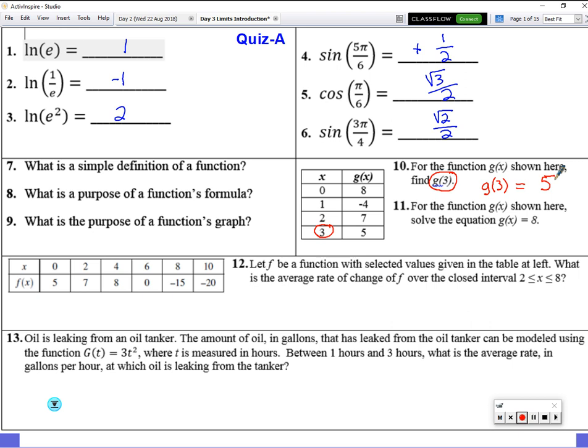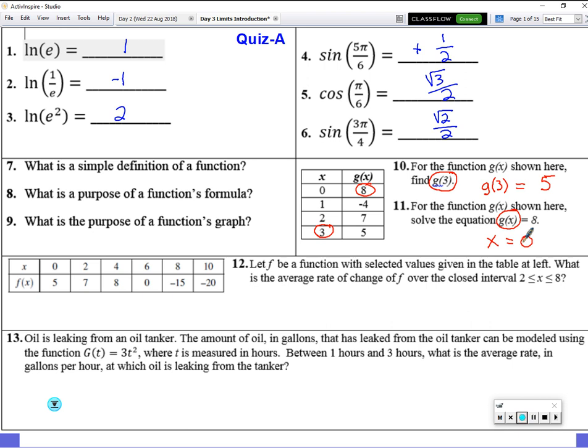Now they're going to ask us to find an input value, because they're saying, hey, I want you to identify the output of 8. G of x means output values. So when the output value is 8, the input value is 0. Question?